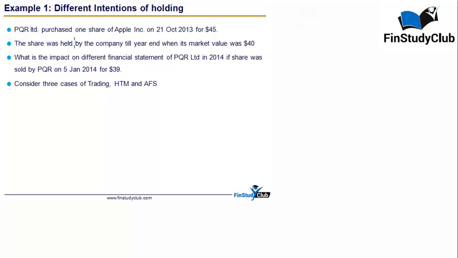Now here we are again assuming that PQR had purchased one share of Apple for $45 and it was held. That means it wasn't sold. That means it is unrealized gain or loss. Now in my case it is a loss of $5. Now the question is, what is the impact on different financials in 2014, which is the next year, if the share was sold for $39? Now you would be aware that there are 2 years of accounting, 2013 and 14, and in the question we need to consider all the three cases one by one.